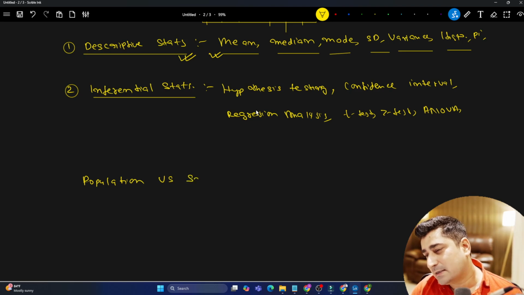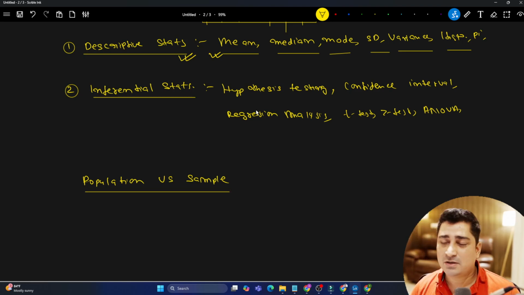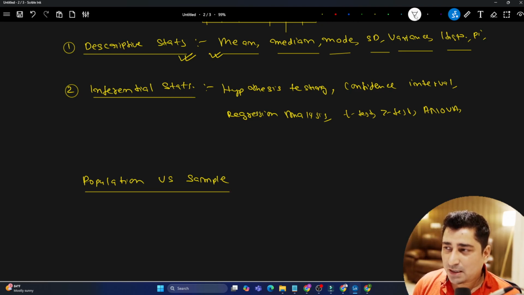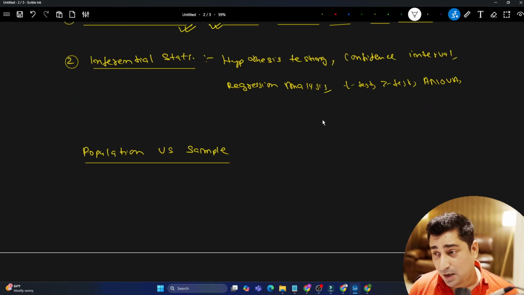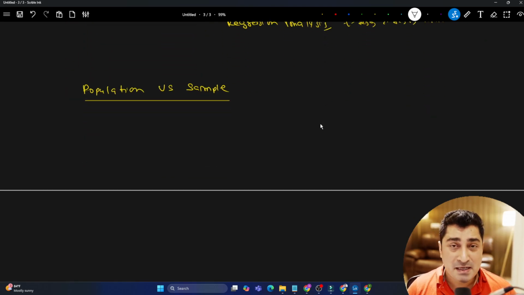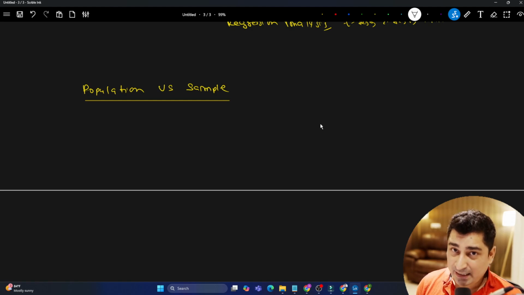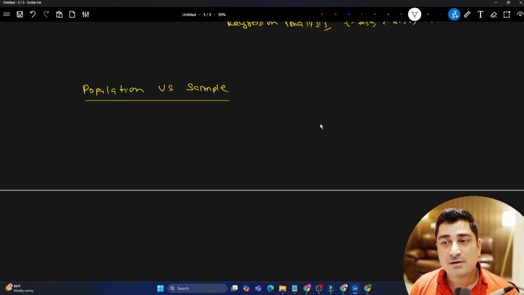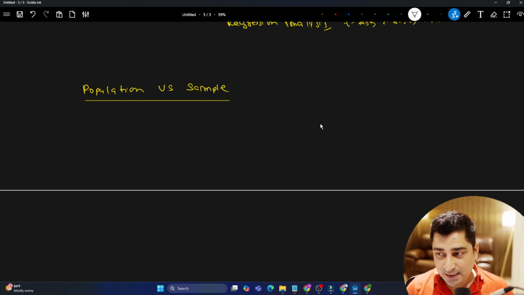Population versus sample. Now, what is the meaning of population versus sample, and why are we even talking about it? Are we not supposed to apply the entire mathematical concept on the entire data set which we were looking for? Yes, obviously we are supposed to do that, and that's the best case scenario.